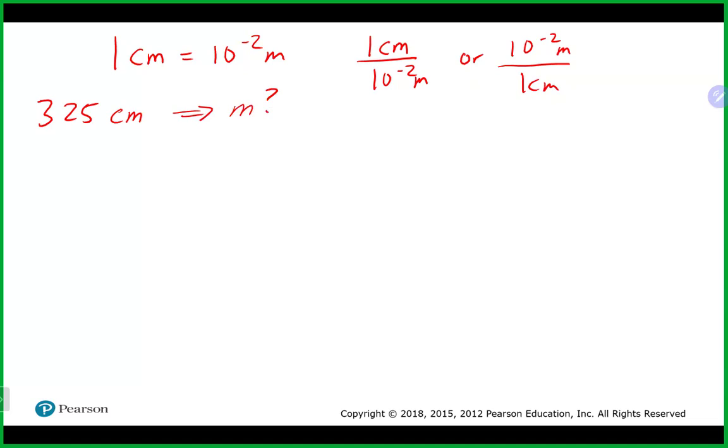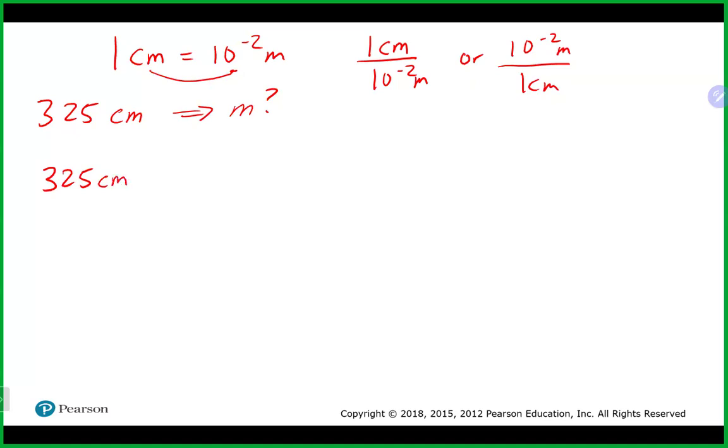So clearly we want to think about our pathway to get there, and this prefix will allow us to directly get there. We can directly just shoot right on over there to meters in this particular case. So we're going to set it up with dimensional analysis because it's never too early to start doing that. We're going to take what was given to us, which is 325 centimeters, right?